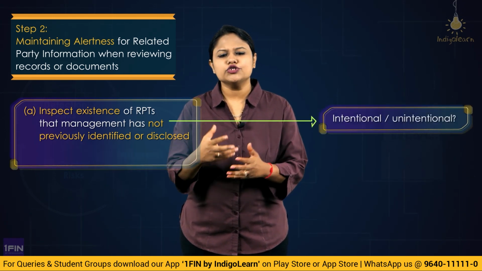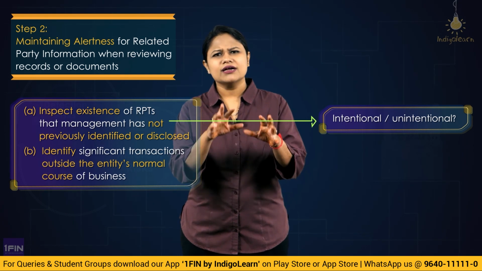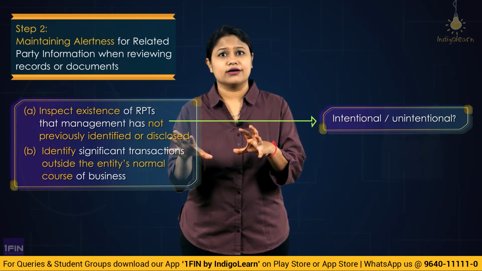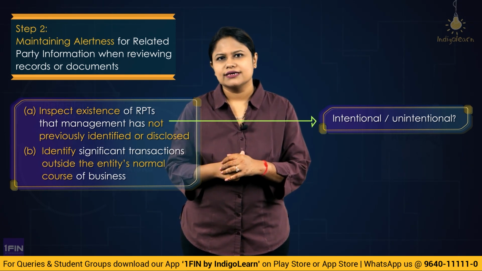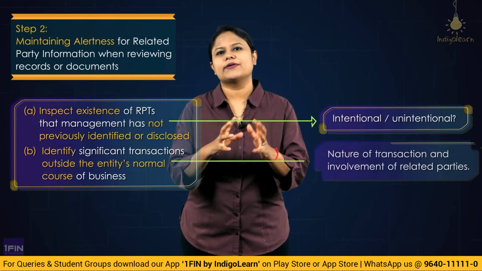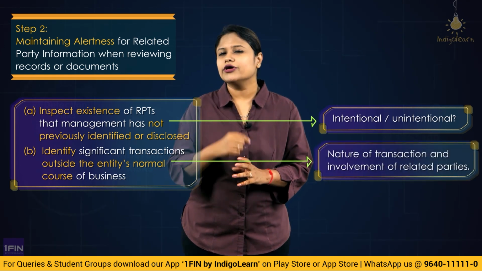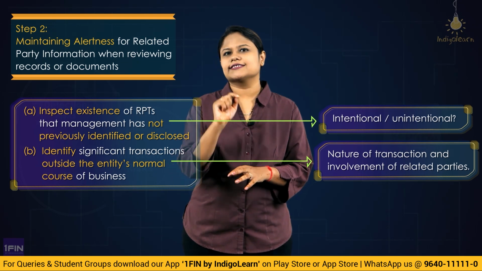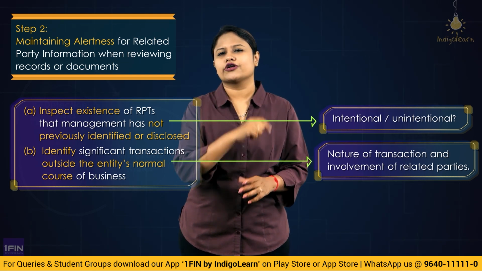Second, suppose you come across a transaction which is not regular, which is outside the normal course. In that case, you will check the details of that particular transaction. More importantly, you will check whether a related party is involved in that transaction or not.